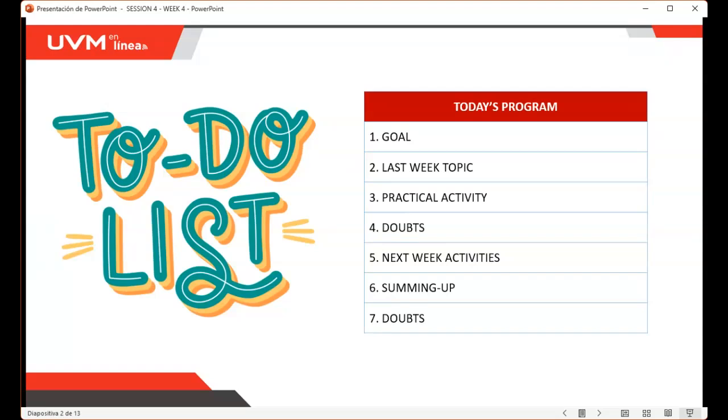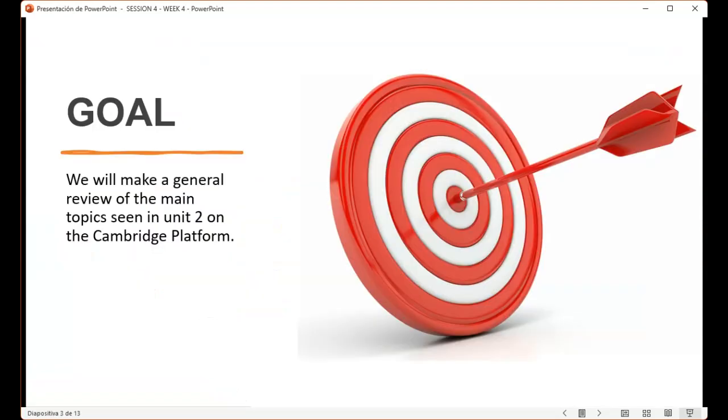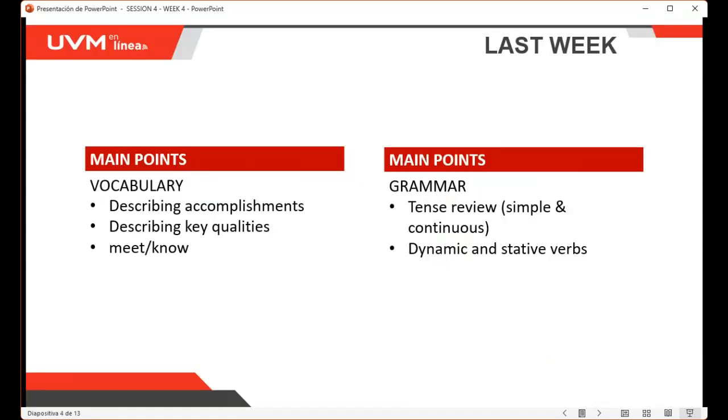Okay, so let's start. Today's goal. We will make a general review of the main topics seen in Unit 2 on the Cambridge platform. You already know too that we don't have a specific goal because in the units you revised a lot of topics, so we will try to cover all of them. Okay, let's start with last week's activities.